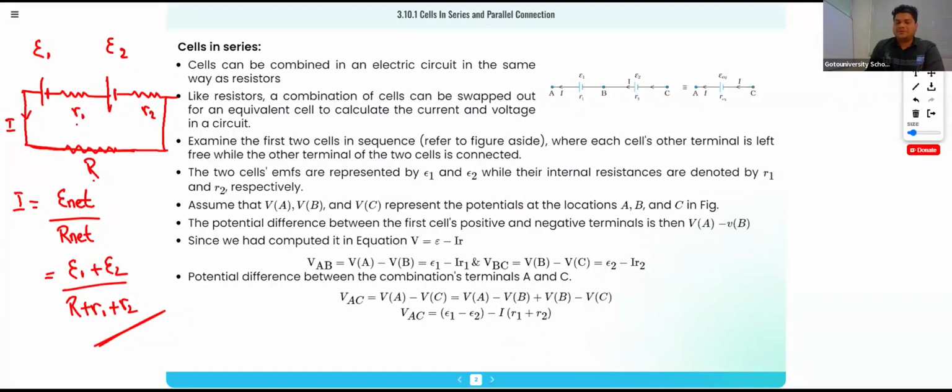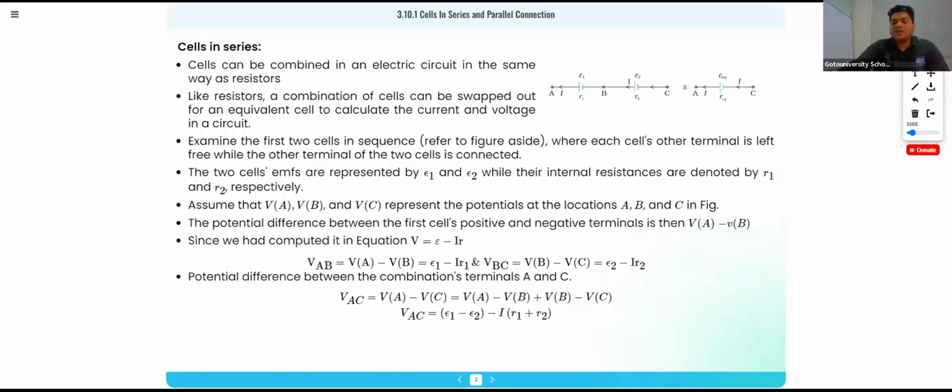If I give you the general formula, it will be NE over R plus N small r. We have two EMFs, so you can write NE, where N represents the number. If there are two, there will be E1 plus E2. There will be only one external resistance, but many internal resistances. So in place of many internal resistances, I can write Nr. This will be the general formula for cells in series.